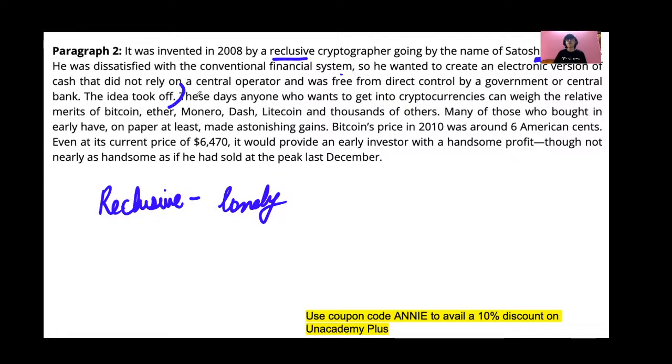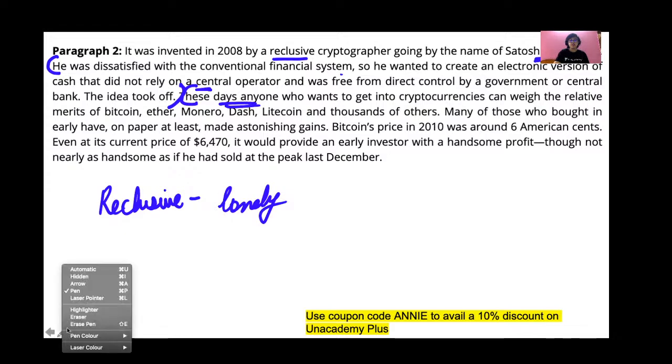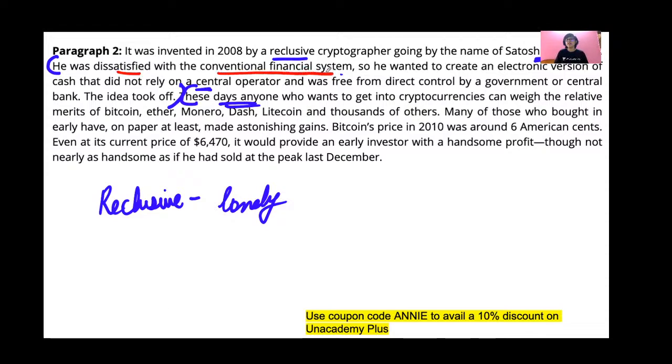The idea took off. These days, anyone who wants to get into, okay, now from here, these days, present tense, present things are being mentioned from here. So if you read from here to here, you will get your answer. Why did he create Bitcoin? Because he was dissatisfied with the conventional financial system. So he wanted to create an electronic version of cash.